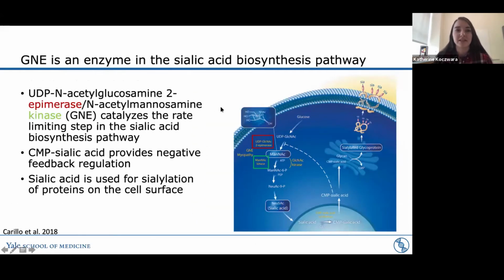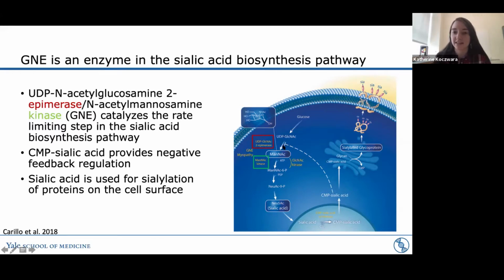An important aspect of GNE is that it's an enzyme in the sialic acid biosynthesis pathway, pictured here in this diagram on the right. Some important things to take away from this diagram are that the GNE enzyme performs 2 steps in this pathway: it has an epimerase function as well as a kinase function. Second, there's a negative feedback regulation that occurs. The downstream byproduct of this pathway, CMP sialic acid, can go back and bind to GNE to regulate its activity.